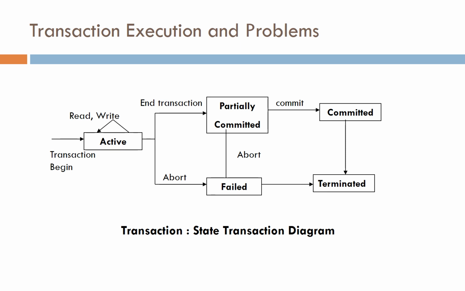Here is the important topic: transaction execution and problems. How the transaction is going to start, how it ends, and what is operated from the starting to the ending point, which are the processes. It is known as a state transition diagram, and in that, as you can see in the figure, the transaction begins on the left side.